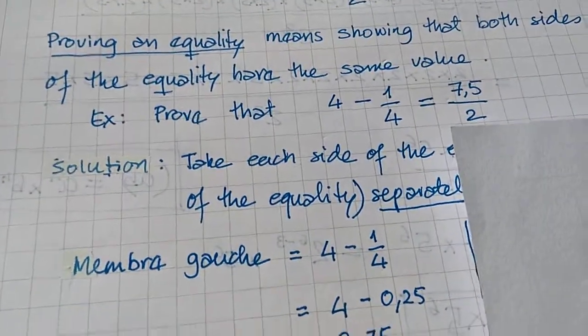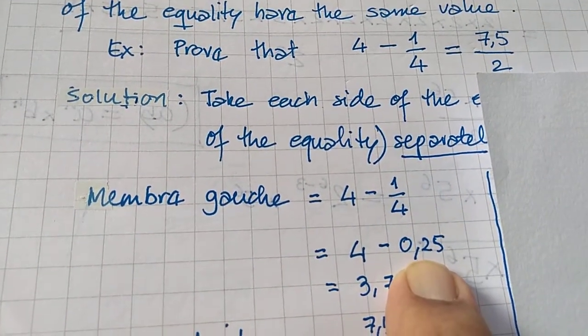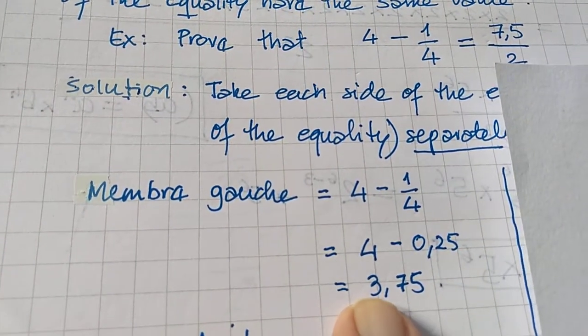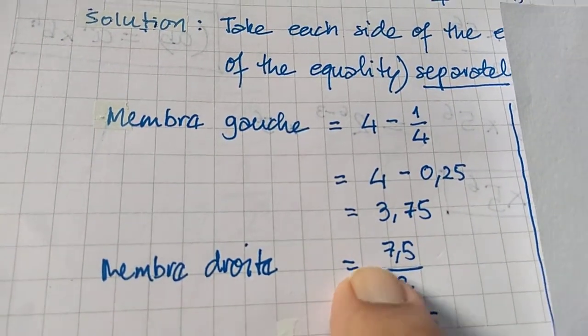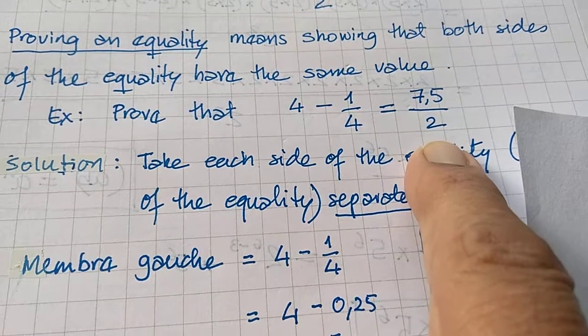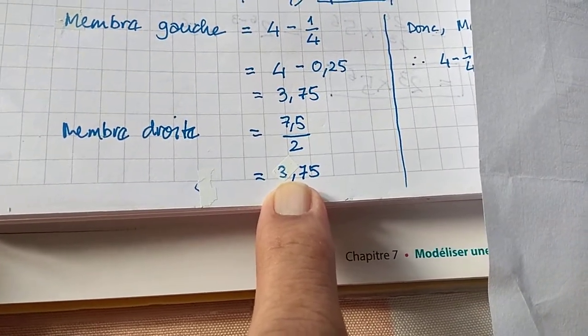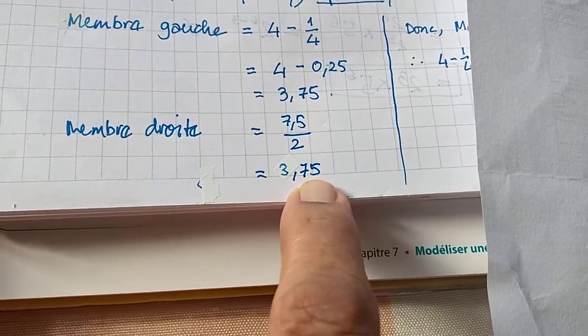So here we say membre gauche is 4 minus 1 over 4. 1 over 4 we know is 0.25. So this is 4 minus 0.25. So membre gauche est égal à 3,75. De même, membre droite: 7,5 sur 2 est égal à 3,75. If you do this in the calculator or in your head, you will come to this. So we see membre gauche est égal à membre droite, les deux sont égaux à 3,75.